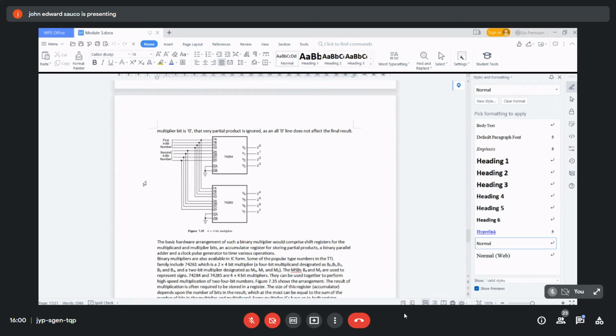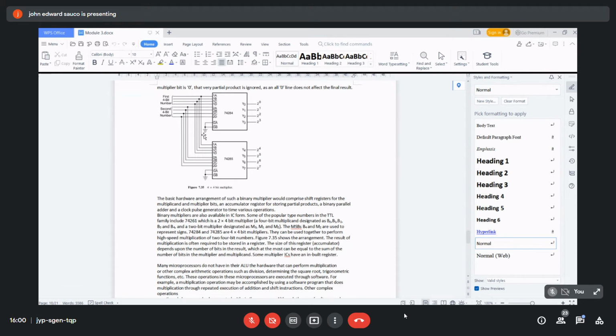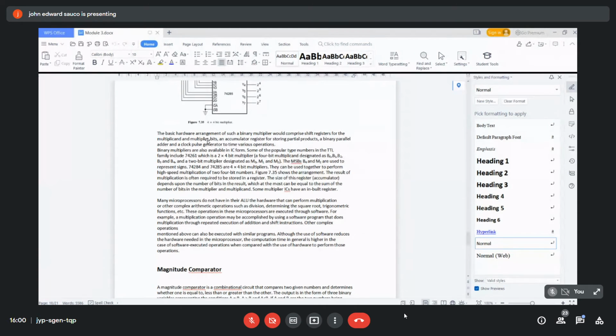the final result. So, huwag niyo muna pansinin yung diagram. Explain ko yung diagram na yan, para kapag ito sa module ay mabasa natin dito, kahit di nyo ako ma-gets. So, the basic hardware arrangement of such a binary multiplier would comprise shift registers for multiplicand and multiplier bits, an accumulator register for storing partial products, a binary parallel adder, and a clock pulse generator for timing operation.